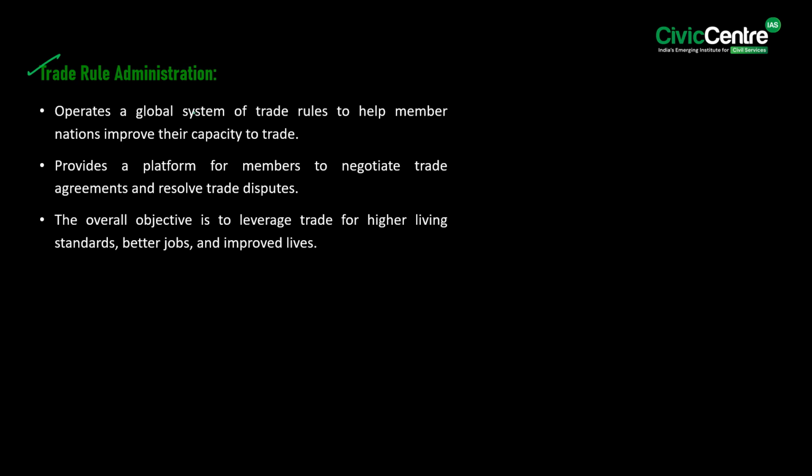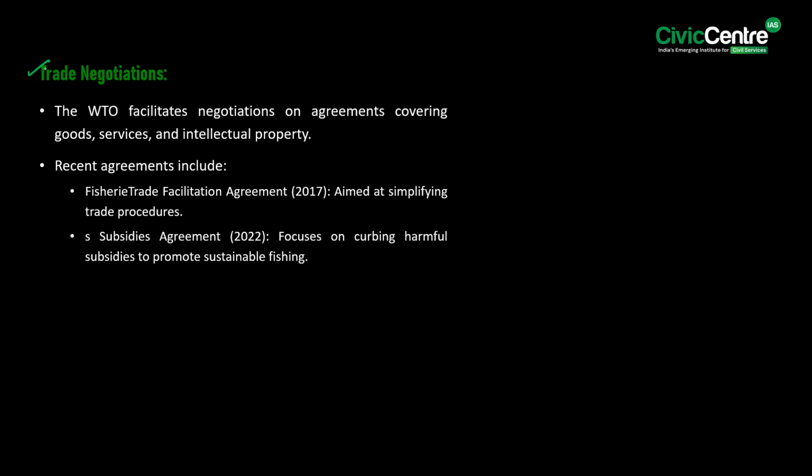So it operates a global system of trade rules to help member nations improve their capacity to trade. Furthermore, it provides a platform for members to negotiate the trade agreements and resolve trade disputes. Also, the overall objective is to leverage trade for higher living standards, better jobs, improved lives. The second one is the trade negotiations. Under this, the WTO facilitates negotiations on agreements covering goods, services, and intellectual properties.